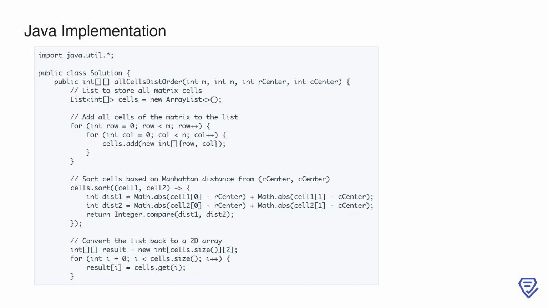Inside the method, we first create a list called cells to store all the coordinates of the matrix. Using nested loops, we iterate through every row and column combination in the matrix and add each coordinate as an integer array to the cells list.